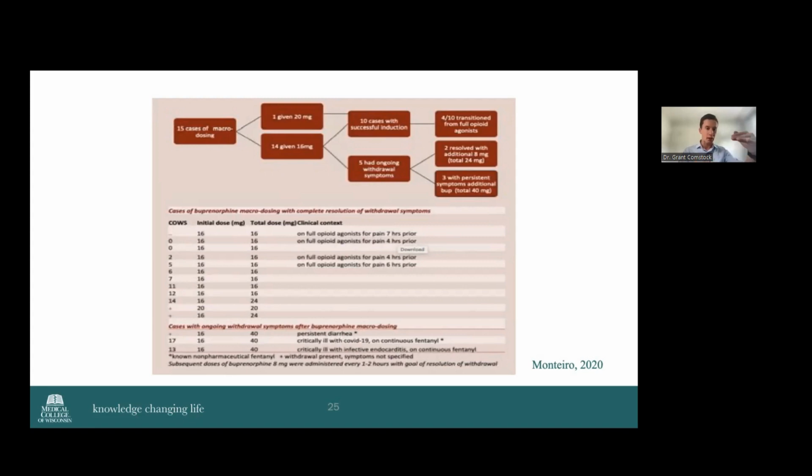If you look across that chart at the bottom, they ranged from 16 to 20 milligrams for that first dose. So they gave them that large dose of buprenorphine. 10 of them were successfully induced, meaning they felt A-okay after that. 5 of them needed some additional symptom treatment, but, really importantly, nobody had precipitated withdrawal, and the bulk of the rest of them were able to be treated with either additional buprenorphine or some other adjunct agents. And so it didn't seem to result in adverse outcomes.